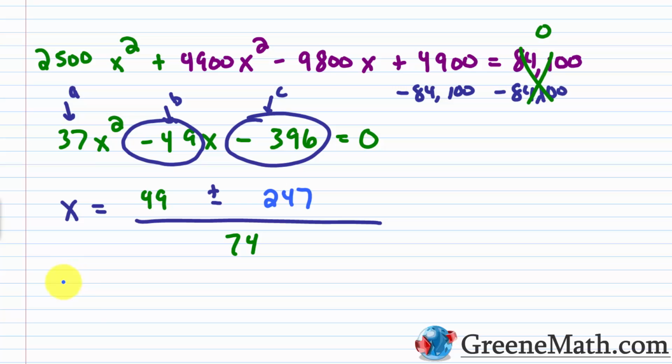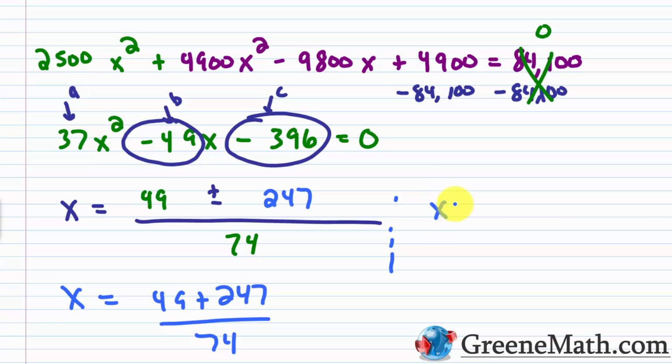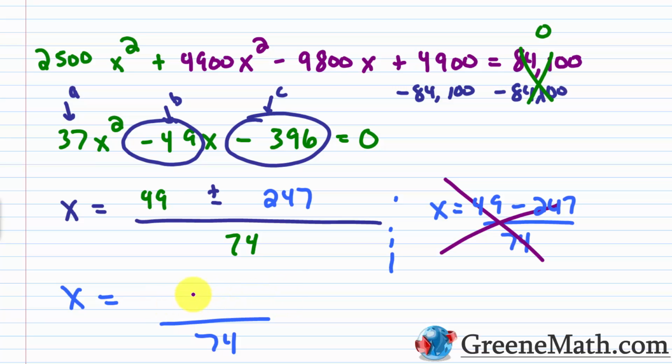So the first scenario would be that x is equal to 49 plus 247 over 74. So we keep that one. The other scenario is what? It's x is equal to 49 minus 247 over 74. This is going to end up being negative, so you can just throw this out, okay? You don't need to worry about that solution at all. So focusing on this one, 49 plus 247 is 296. So if you had 296 over 74, you would have 4. Okay, so nice and simple.